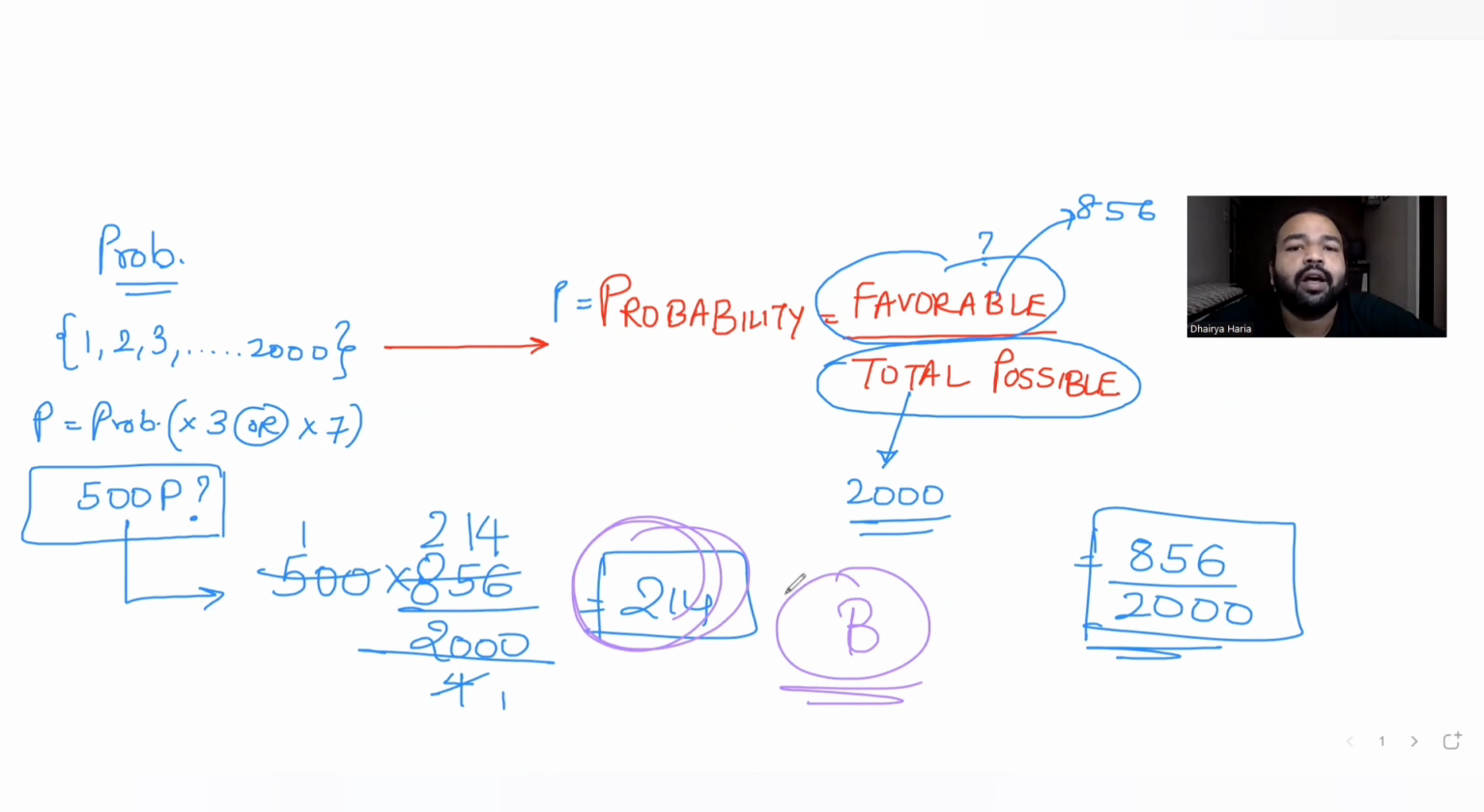So this was the idea about how you should approach such types of questions. You just needed to find the probability using favorable upon total possible outcomes. The idea to find the favorable outcomes was to find multiples of 3 and multiples of 7, but that also includes multiples of 21 two times. So we also need to subtract the multiples of 21 from the favorable outcomes. And once we get the probability P, we just need to multiply it by 500 to get the answer. I hope you have understood how to solve this type of question.